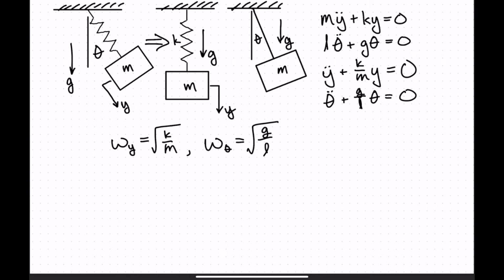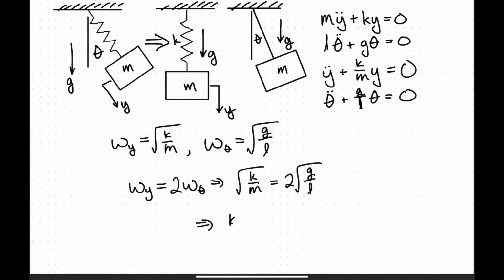For an autoparametric resonance to occur, we need omega y to be equal to twice omega theta. So that gives us square root of k over m equals 2 times square root of g over L. Squaring both sides, we get k over m equals 4 times g over L. Or equivalently, k equals 4 m g over L. And we recognize this is just the weight of the person on the swing.